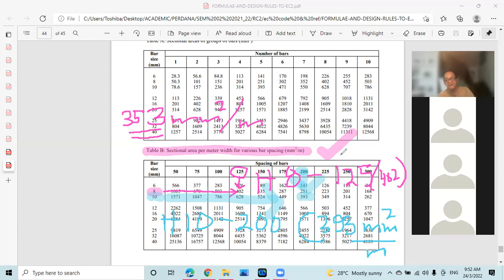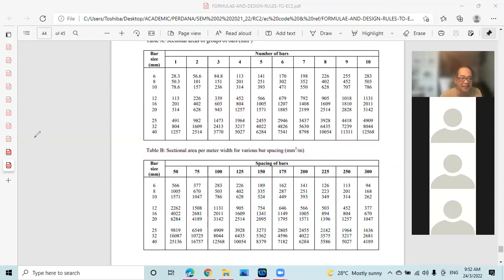Right? So this is how we come up with the reinforcement, the detail of the reinforcement for the staircase. Right? Any question? Okay, sometimes we need to use, or what is suggested is, more than 300 spacing.